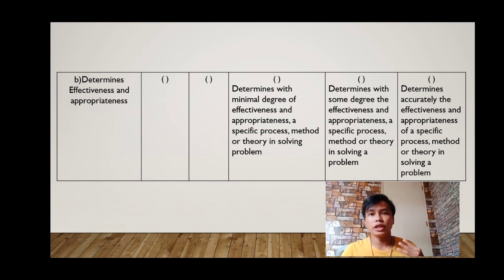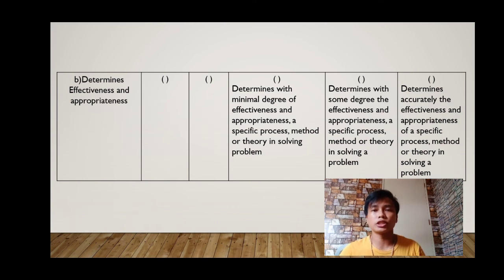He can identify or determine it with minimal degree. He can't be sure enough that he or she determines it right, the statements or what he read, or he can't evaluate enough if it's effective or appropriate to a specific process in solving a problem. So next is the capable category.